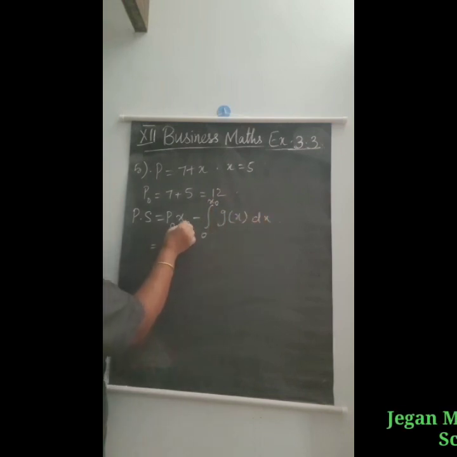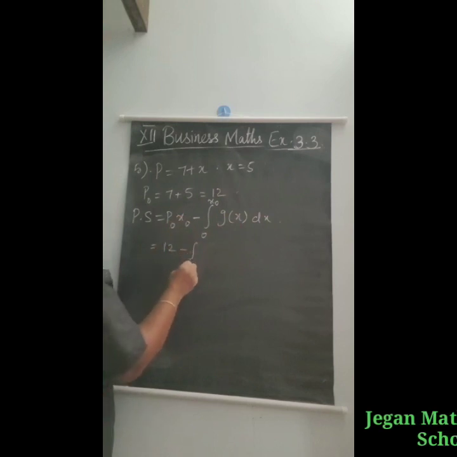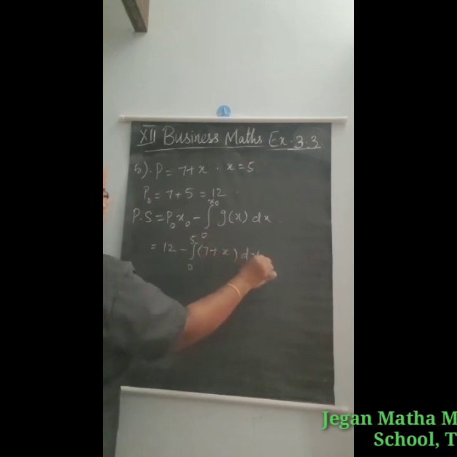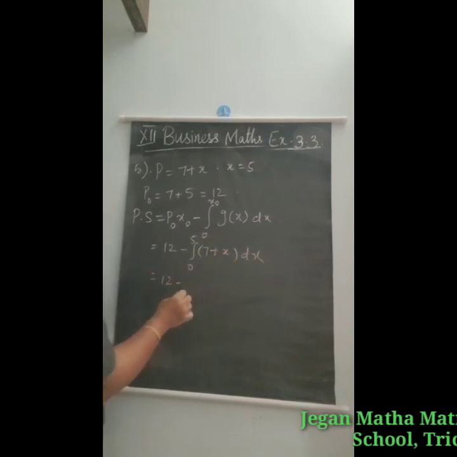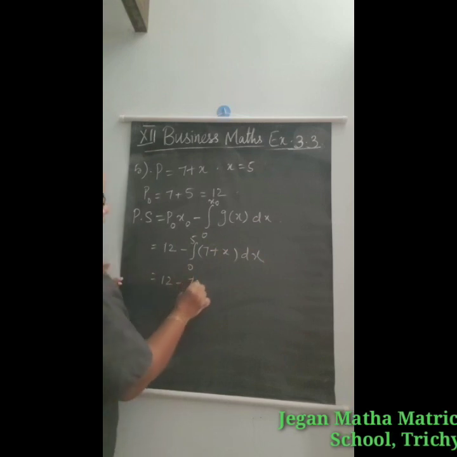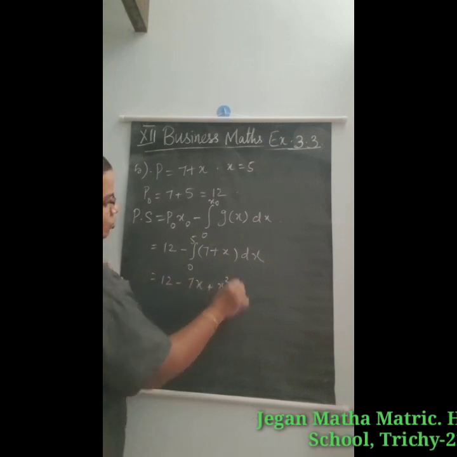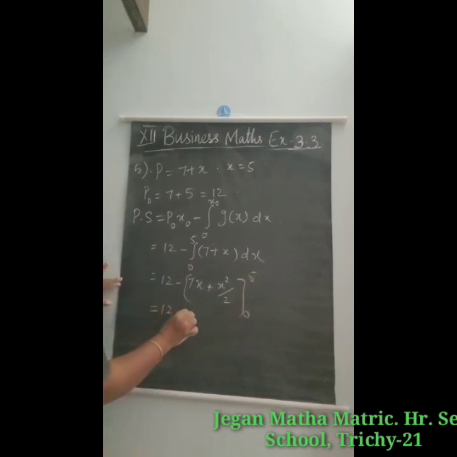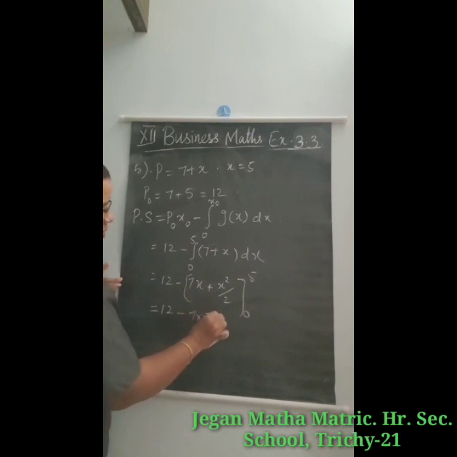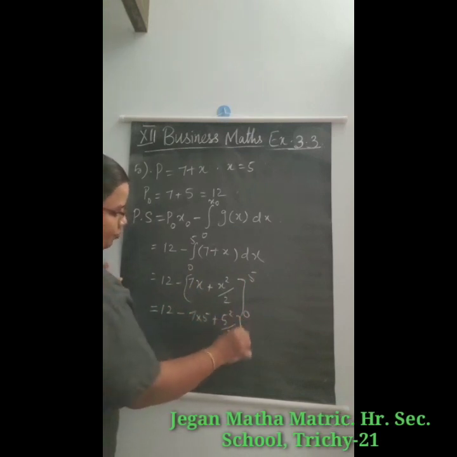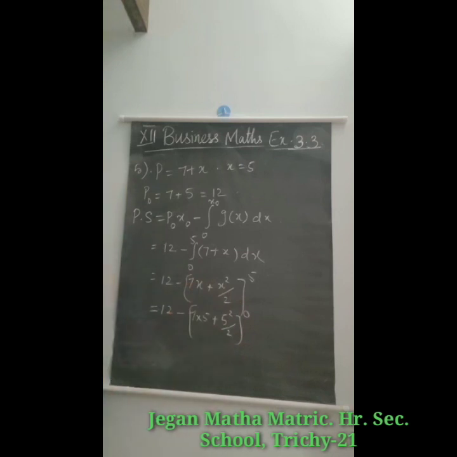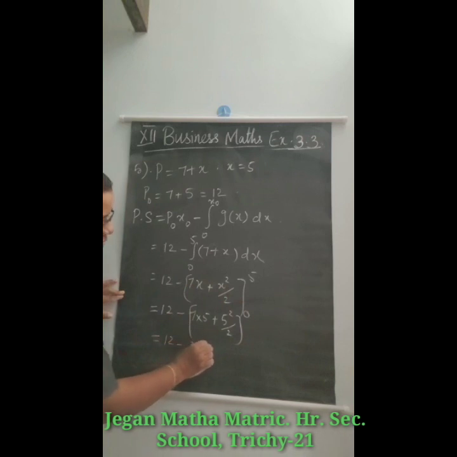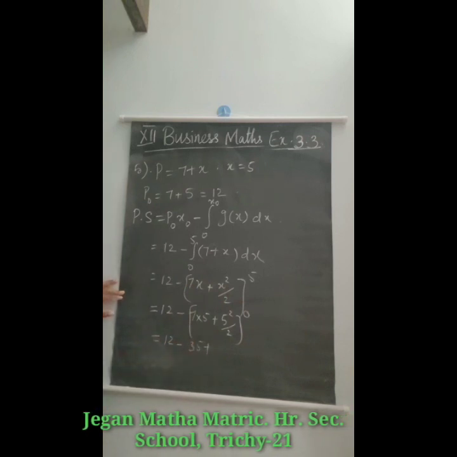So that is equal to P naught X naught value 12 minus integral of 0 to 5 of 7 plus x into dx. So that is equal to 12 minus 7x plus x squared by 2, with integral limit 0 to 5. So that is equal to 12 minus 7 into 5 plus 5 squared by 2. The lower limit we have no need to substitute. So we will get 12 minus 35 plus 25 divided by 2.